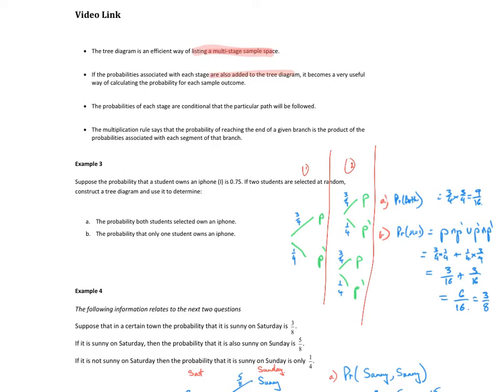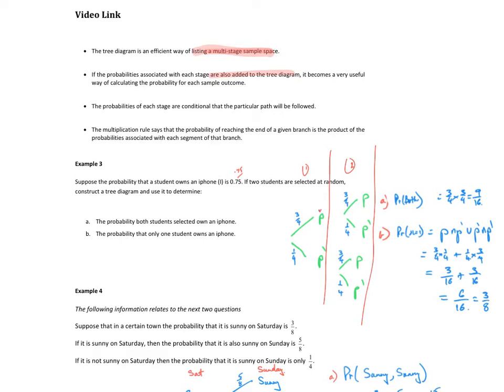Let's look at an example. Suppose the probability that a student owns an iPhone is 0.75. If 2 students are selected at random, construct a tree diagram and use it to determine the following. First thing I'll do, whenever I'm in a tech-free environment, I'll try to write my decimals as fractions, because 0.75 by 0.75 is difficult to work out. But 3/4 times 3/4, well, that's just 9 on 16. So it's a bit easier to work out when we're multiplying fractions.